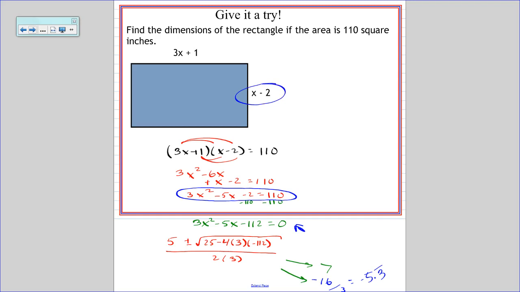So what I'm going to do is plug in x equals 7 for my two sides. That's going to give me 3 times 7 plus 1, which is 22, and 7 minus 2, which is 5. When I multiply those together, I get 110. Okay, so x is 7, and my two side lengths are 22 and 5.